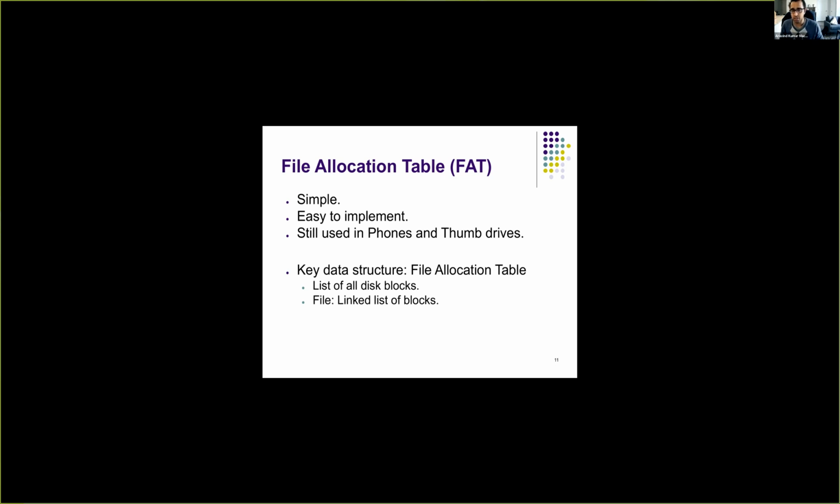And the key data structure in the FAT file system is the file allocation table. Here, the file allocation table is just the list of all the disk blocks in the disk. And a file, in case of FAT file system, is a linked list of disk blocks. Now, in order to know what disk blocks correspond to a file, there has to be a linked list maintained in the FAT file system, right? That is the novelty of the FAT table.